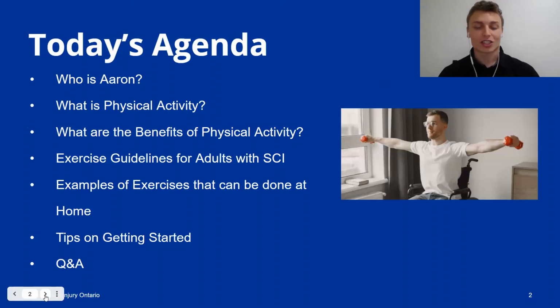So for today's agenda, we're going to first go over who I am and why I'm speaking to you today. We're going to discuss what the definition of physical activity is, and the benefits behind physical activity, the exercise guidelines for adults with spinal cord injury, examples of exercises that can be done at home, as well as tips on getting started, and then we're going to conclude with a Q&A session at the end.